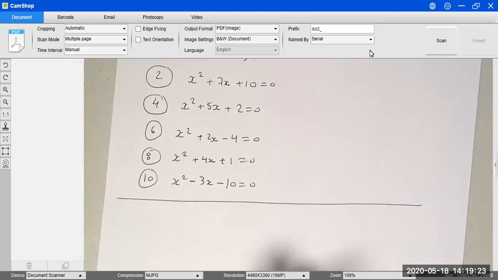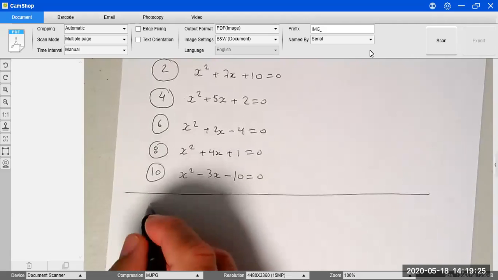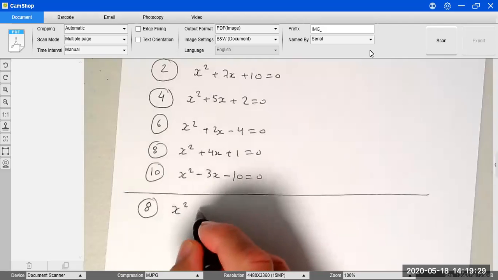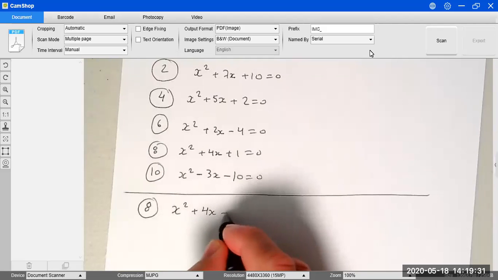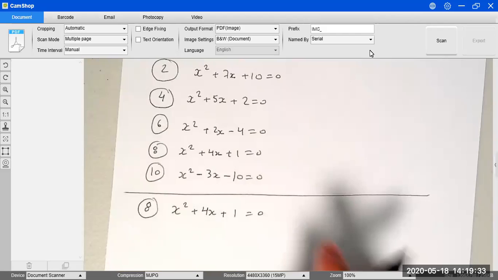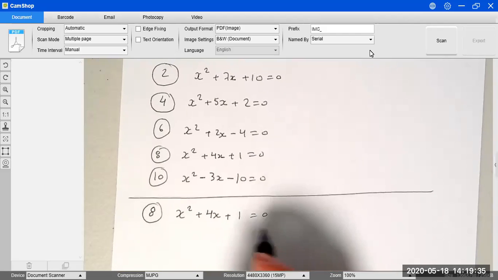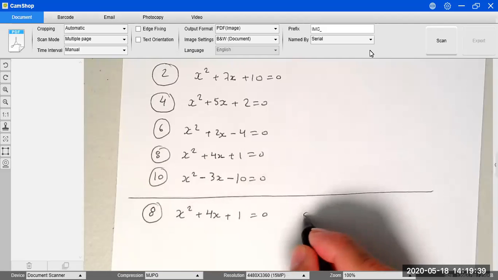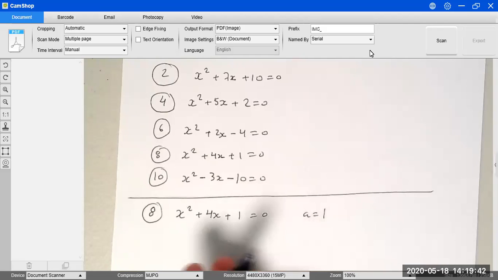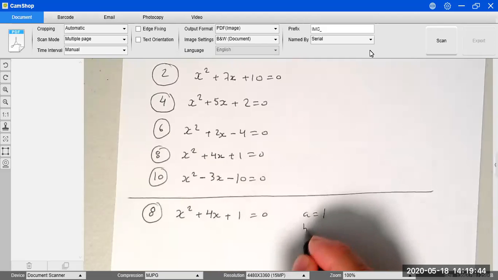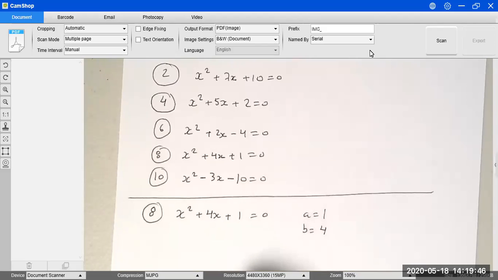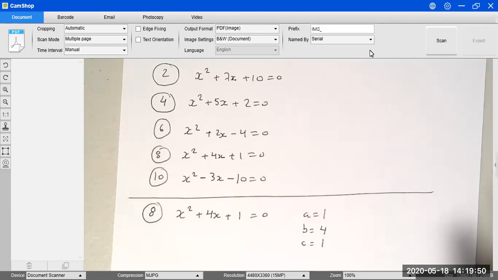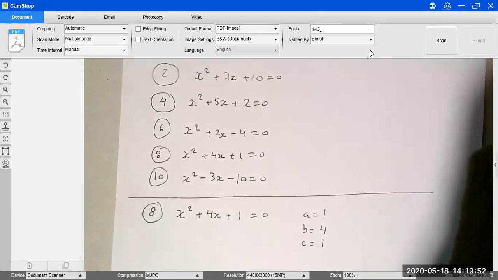So let's solve problem 8 from this set. So we have x squared plus 4x plus 1 equal to 0. The first thing, we need to identify the coefficients. So what is the coefficient of x squared? Is just 1. What is the coefficient of the second term? Is just 4. What is the coefficient of the third term? Is going to be 1 again. So we have the three coefficients, a, b, and c.